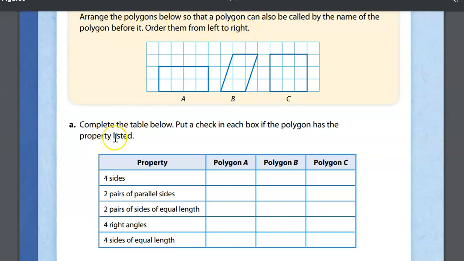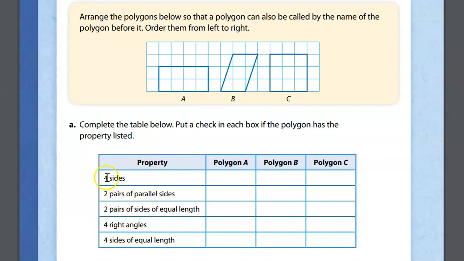But before we can order them, we're going to complete the table below. Put a check in each box if the polygon has the property listed. So in the first column of our table, we have various descriptions for our polygons. So we're going to look at each polygon and see which one of these fit each description that's given to us. So let's get started.